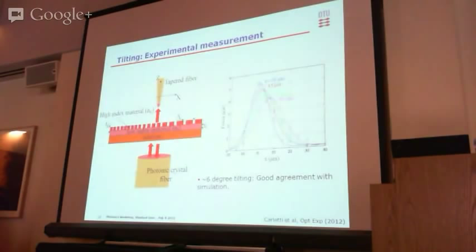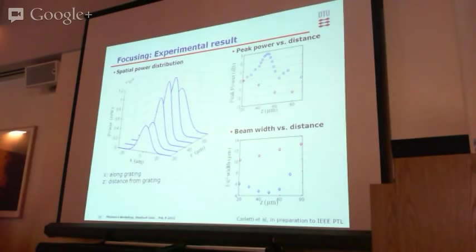So this experimental result shows that the center of beam measured at the different distances is moving to this direction. And we can also focus the beam from the pixel by using the chirping grading.